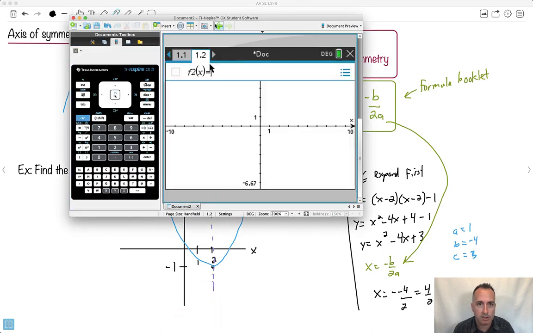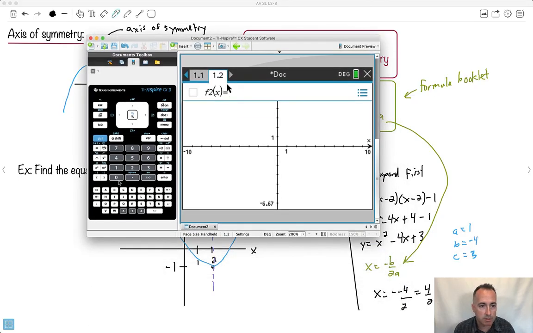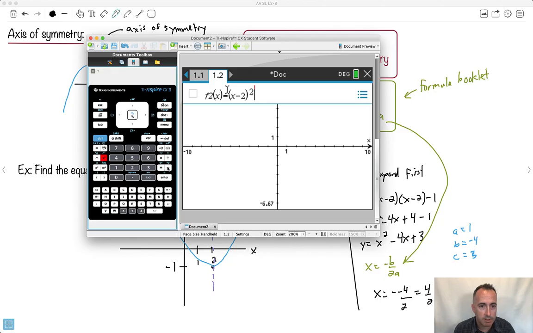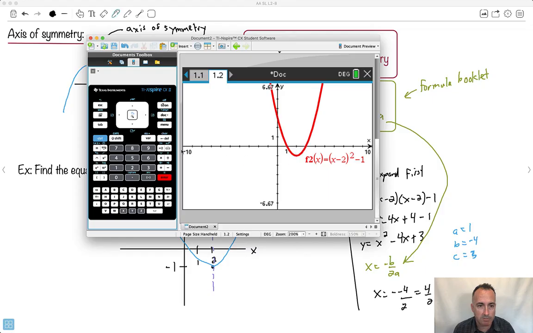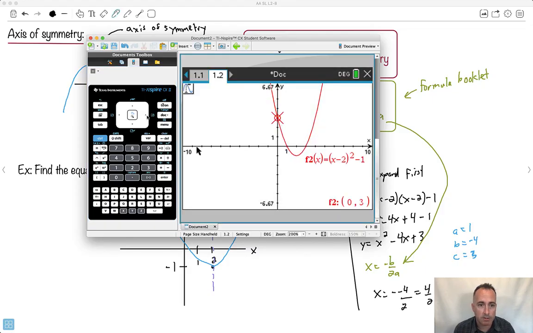I'm just trying to show you lots of different ways of seeing the same thing. So I could put in brackets here: x minus 2, I need that whole thing squared, and all that minus 1. Look, it looks like this, and my axis of symmetry is right at the vertex. I could just use trace, for example, if I wanted to. Now I'll just go along. You'll see it'll tell me my vertex. I'll say, that's the minimum.